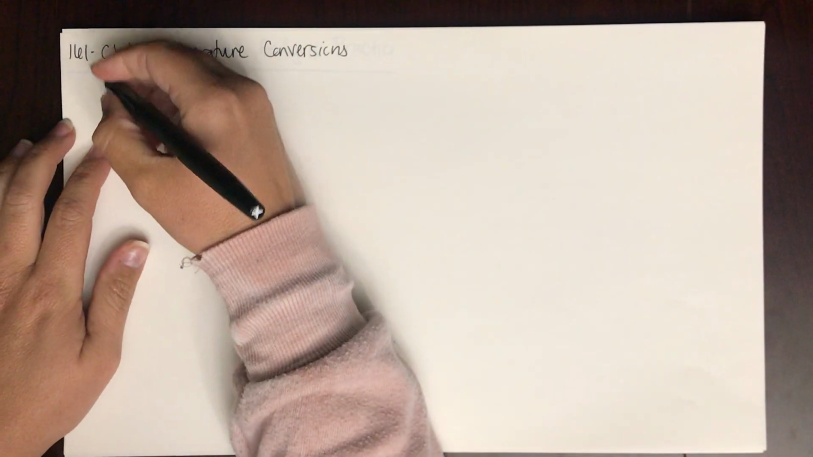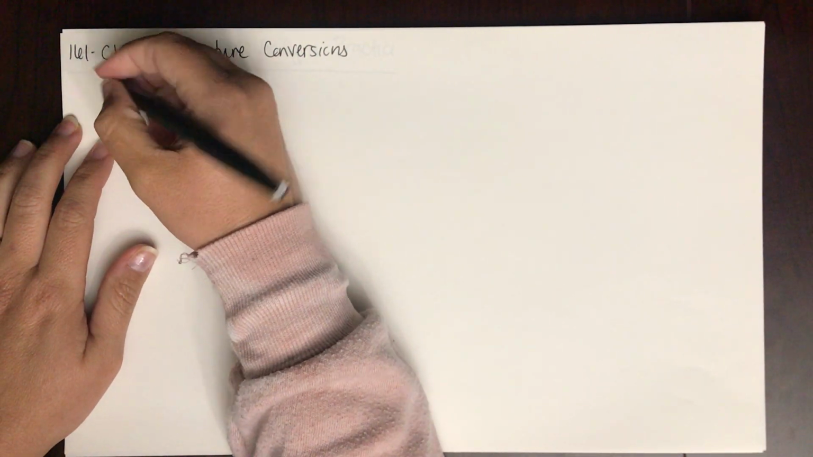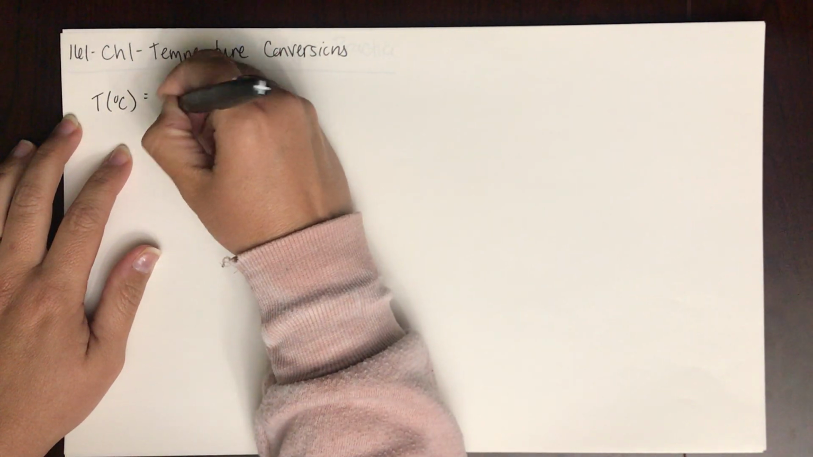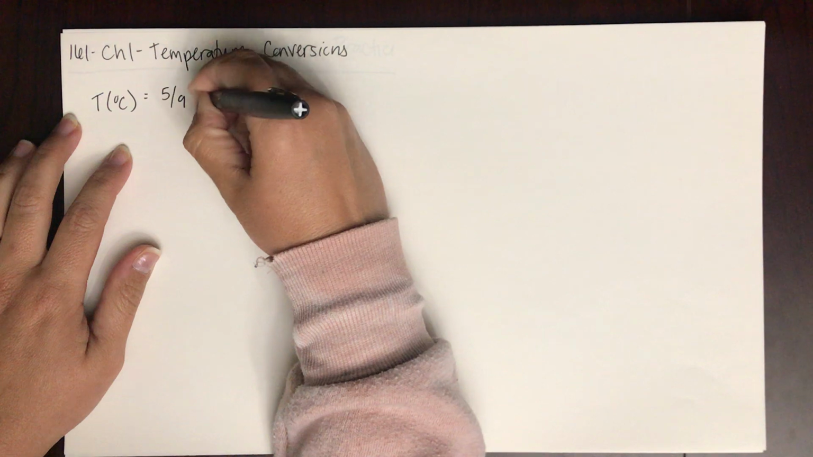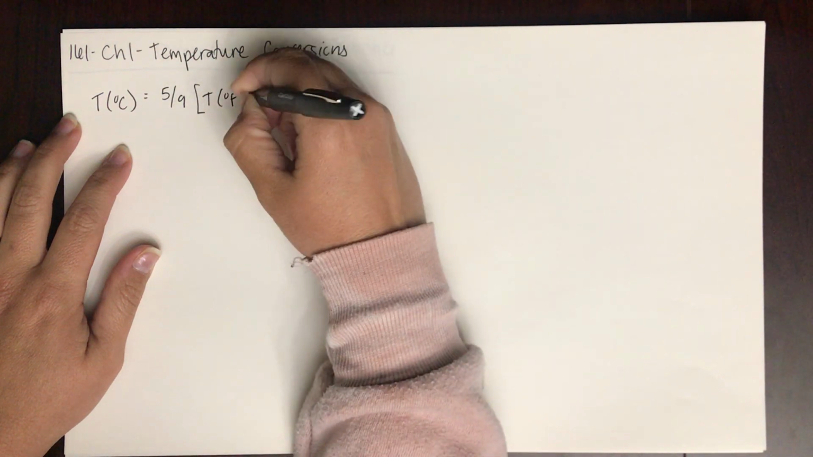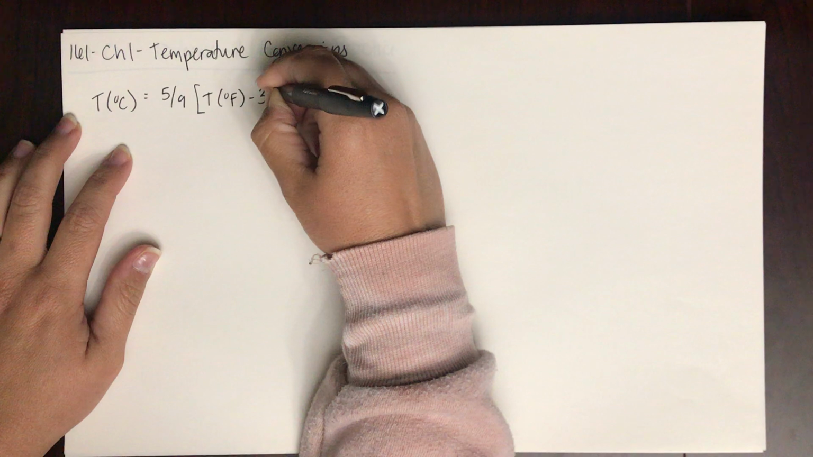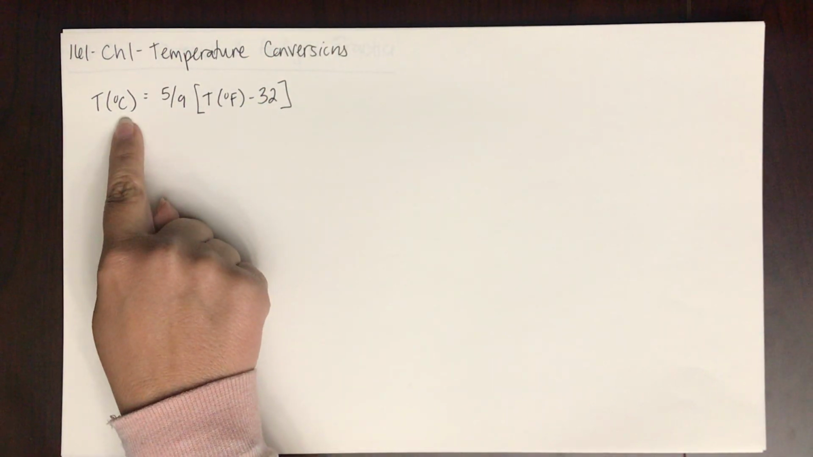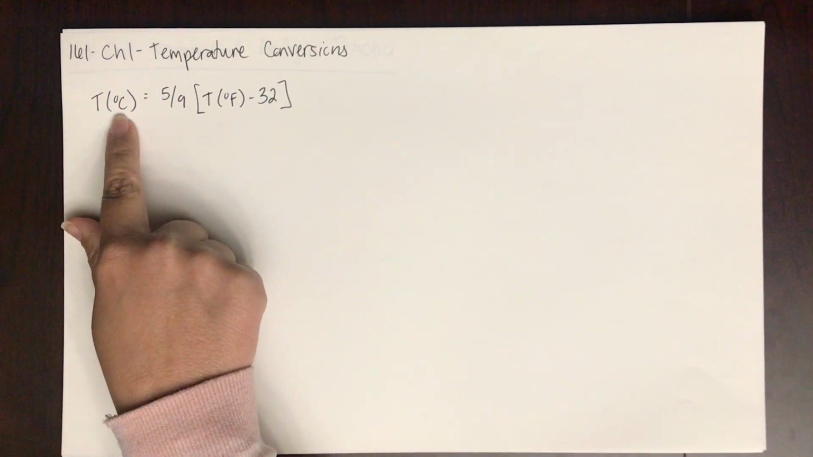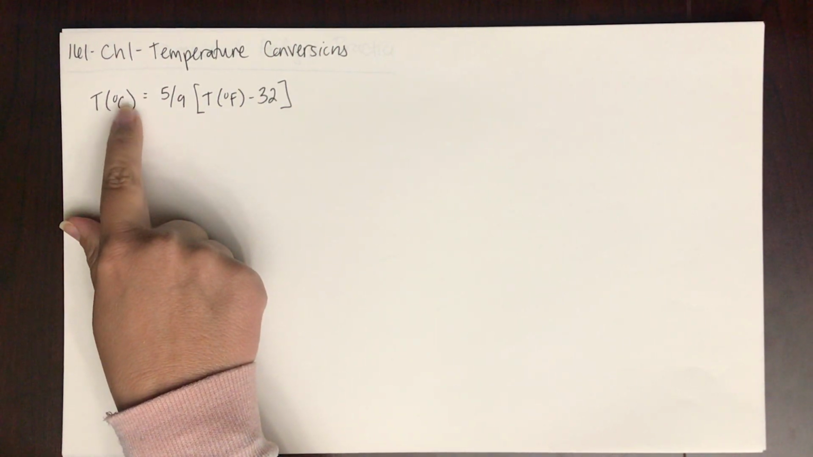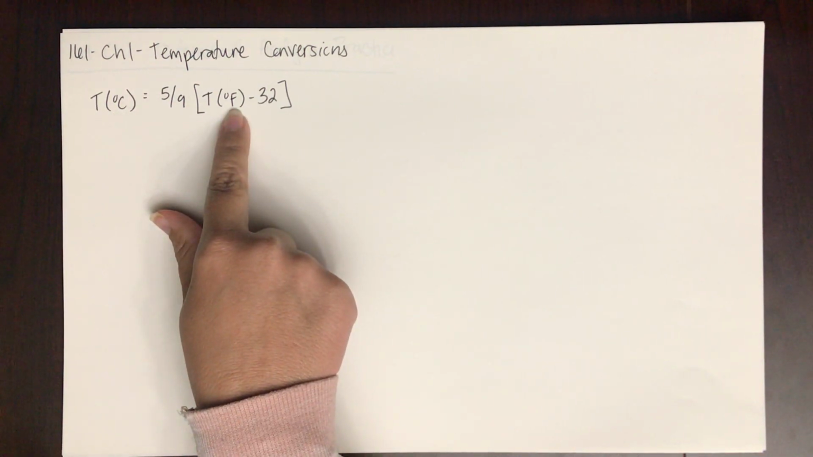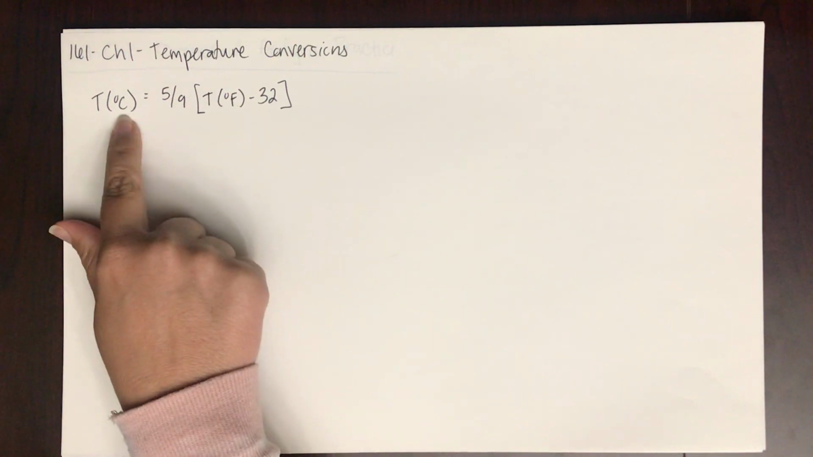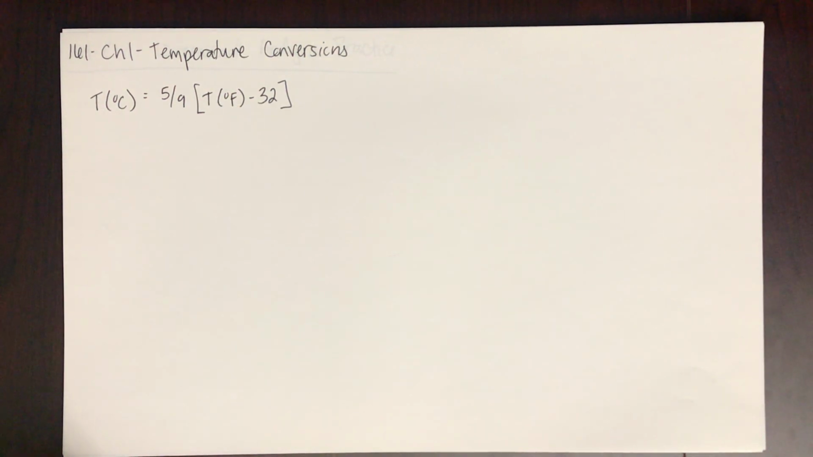So one formula that we have is the temperature in degrees Celsius equals 5/9 times the temperature in degrees Fahrenheit minus 32. So this formula you can use to convert between both Celsius and Fahrenheit. If you have Celsius and you want to solve for Fahrenheit, you would put your number here and solve for Fahrenheit. If you have Fahrenheit and you want to solve for Celsius, you would put your Fahrenheit here and solve for Celsius. We'll do examples of both of those.